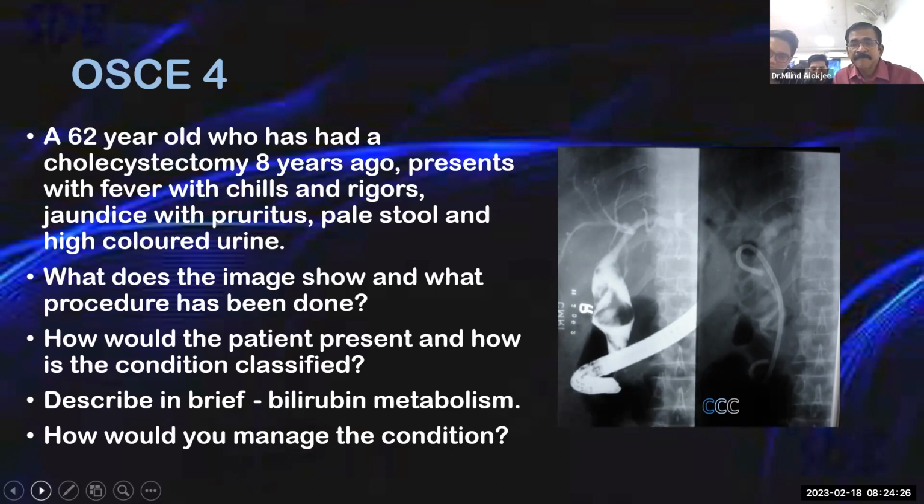Tell me. So the first picture shows, is it a diagnostic ERCP? Sir, it is a therapeutic ERCP. Yes, therapeutic ERCP. So this is not an MRCP. And the second picture shows, sir, the ERCP with stent placement. What stent is it?